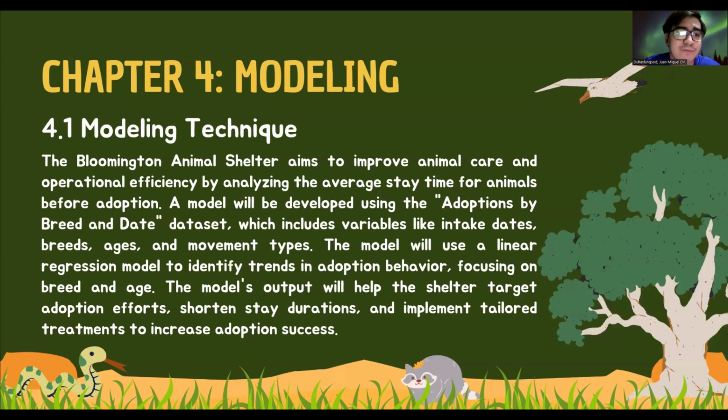Modeling technique. In this phase, our aim is to develop a robust model to understand animals' typical stay duration at the Bloomington Animal Shelter before being adopted. Using linear regression, we'll focus on key variables like breeds and age to identify factors influencing shelter stays. Through tailored interventions informed by model findings, such as shortening stay duration, we aim to streamline the adoption process, benefiting both adoptable animals and prospective adopters.